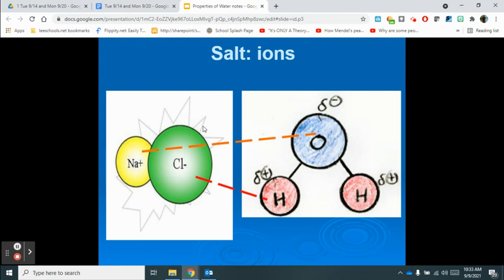For salt ions, when you dissolve the salt in the water, you can see that the sodium has a positive charge, so it's going to be attracted to the oxygen, which has a slightly negative charge. And the chlorine has a negative charge, so it's going to be attracted to the hydrogen because that one has a slightly positive charge.